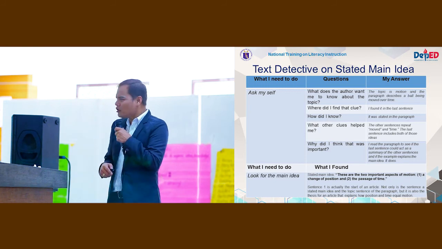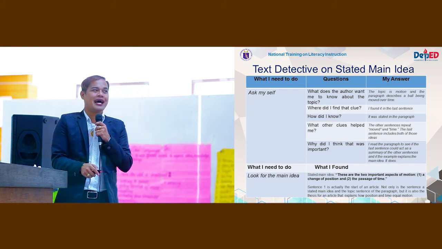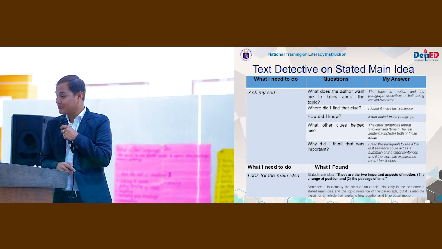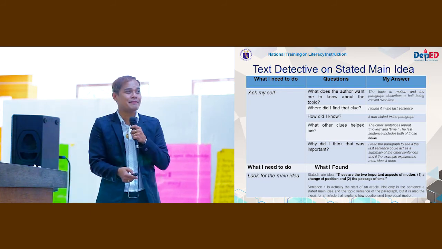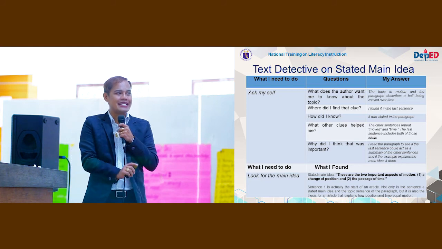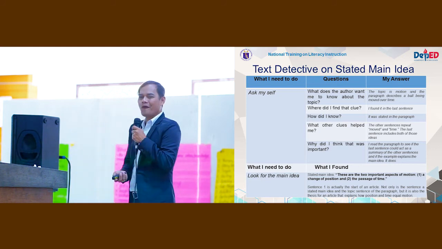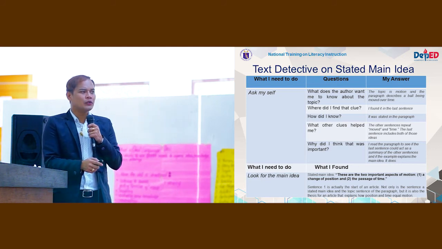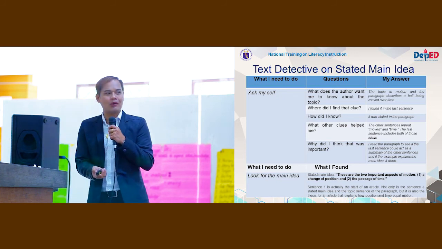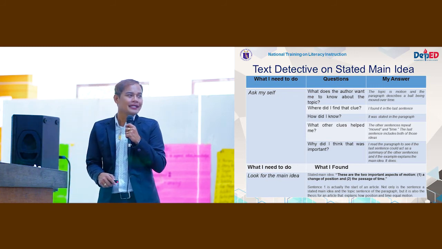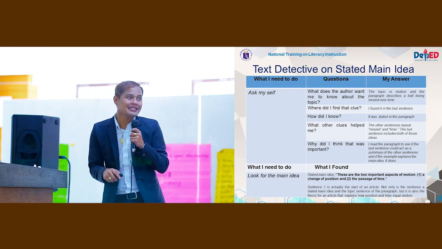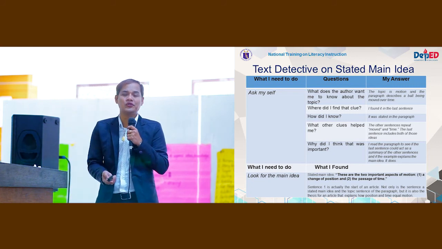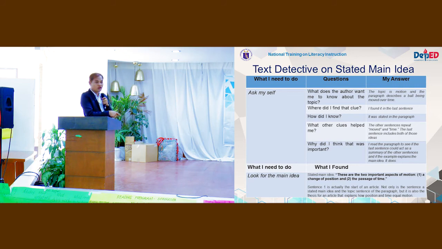Where did I find that clue? How did I know that? I found it in the last sentence, right? How did I know? It was stated in the paragraph because it's a stated main idea. Then I will respond to the question, what other clues helped me? So I will write as my response, the sentences repeat, moved, and time. The last sentence includes both those ideas. If we go over the selection, you can find that in your handouts.